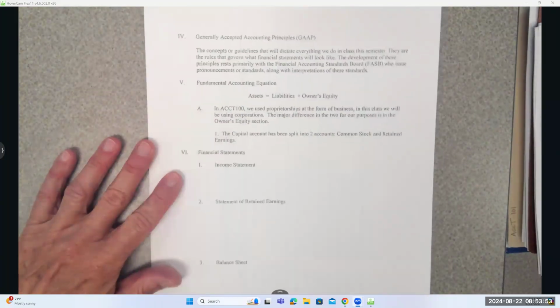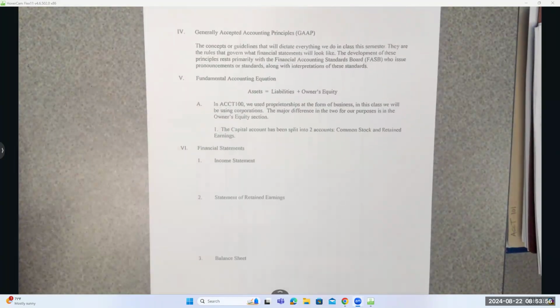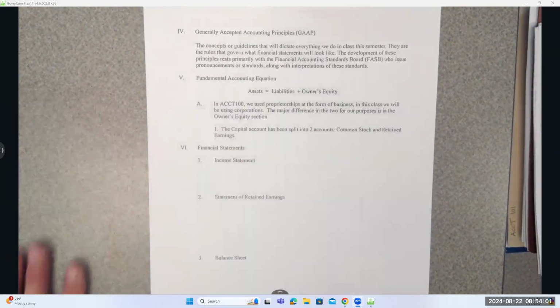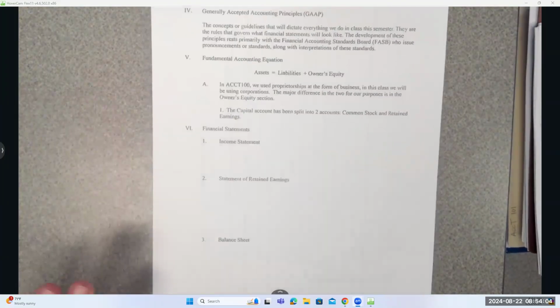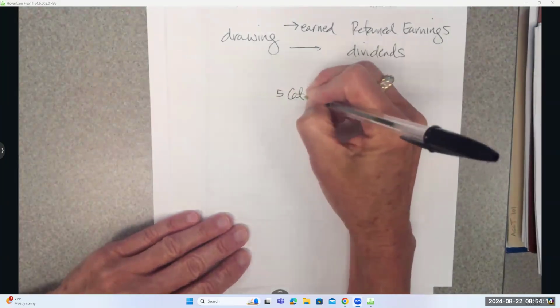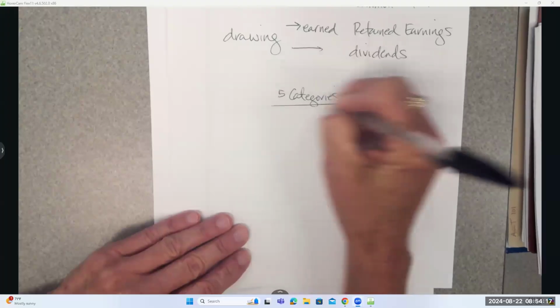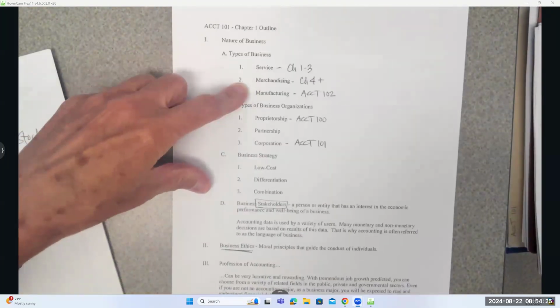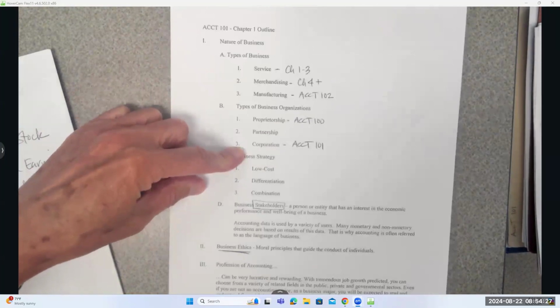We will be following GAAP, which is a part of it. So generally accepted accounting principles, that is the rules. Our fundamental accounting equation, same 5 categories. What are the 5 categories? Does not matter the form of ownership. Every company, no matter what they do, which industry they're in, what their legal form of ownership is, what their business strategy is, doesn't matter.